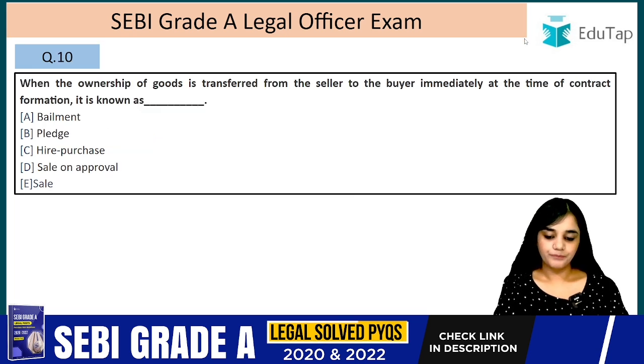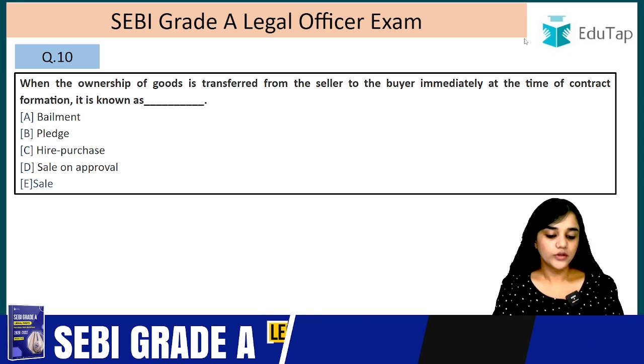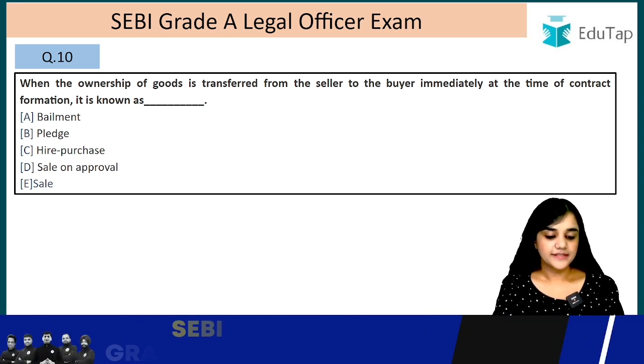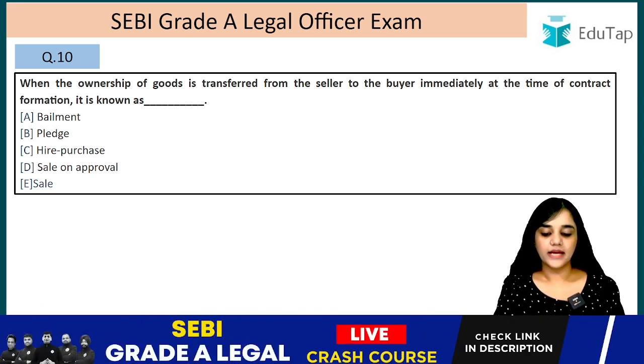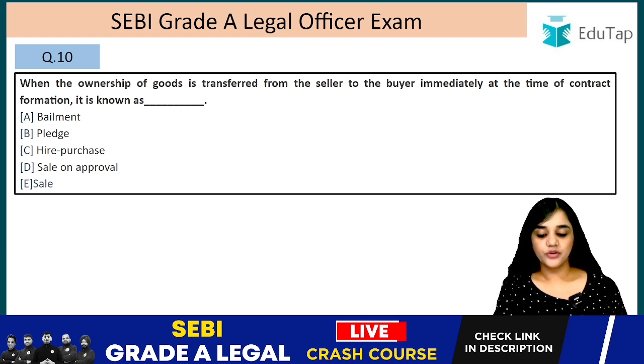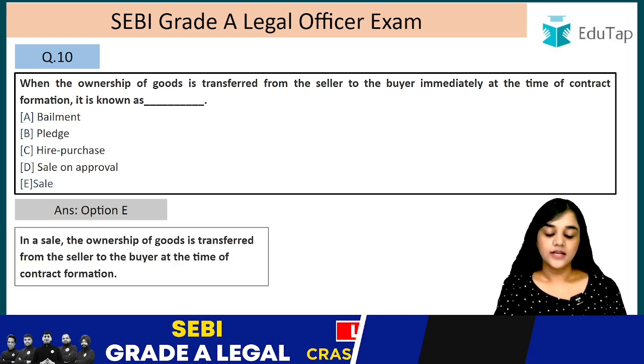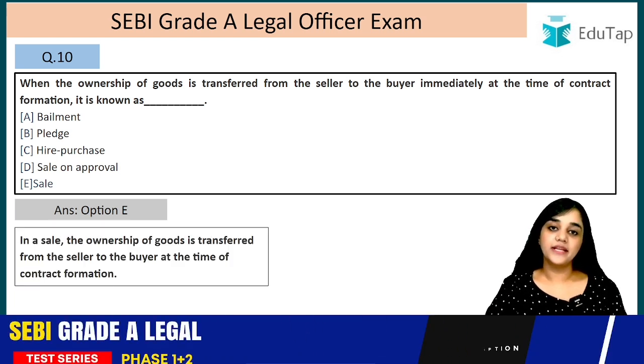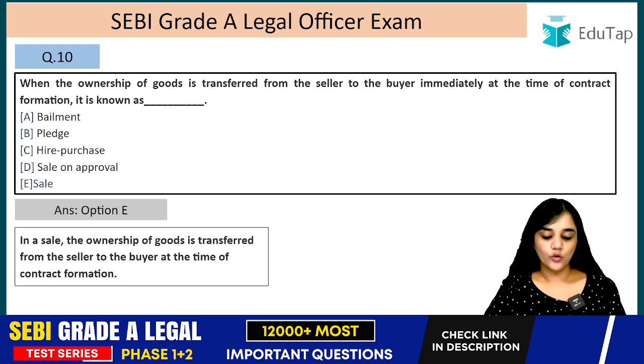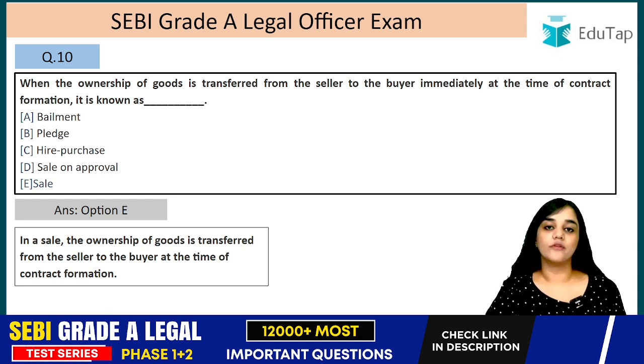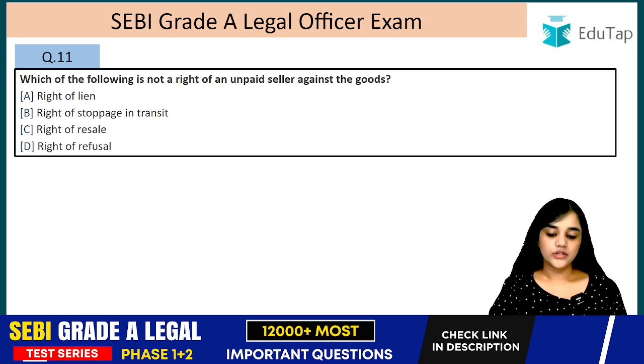Question number 10. When the ownership of the goods is transferred from the seller to the buyer immediately at the time of the contract formation, it is known as, we have done this in the previous questions, sale. So in a sale, the ownership of the goods is transferred from the seller to the buyer at the time of the contract formation.